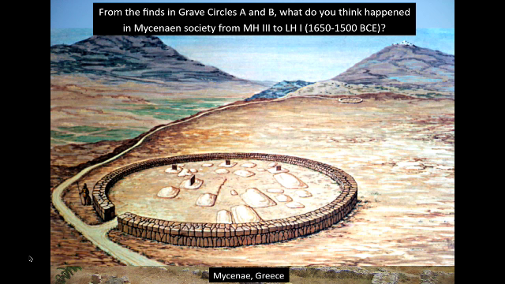A grave is for an individual or a family. A city, a fortified city, is for a society. One represents individuals, the other institutions. Here we have an increasingly wealthy, increasingly stratified society of individuals. We do not yet have institutions, or anyway, we don't have any evidence of them.